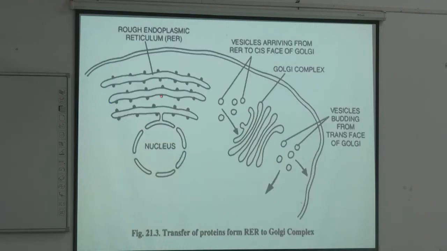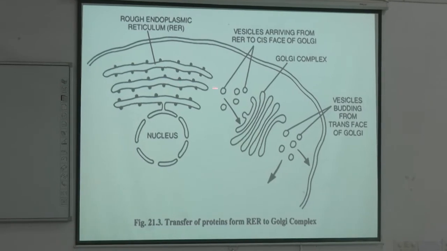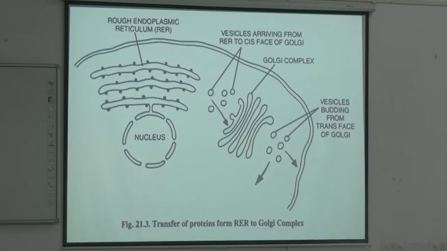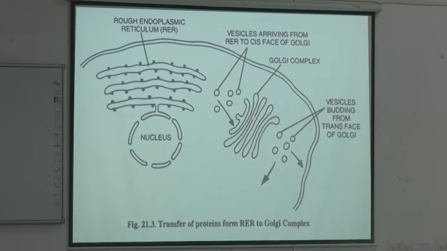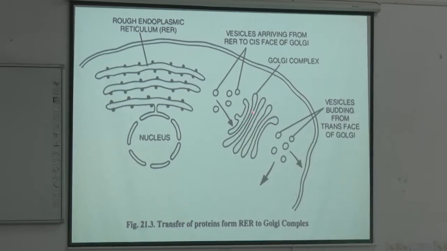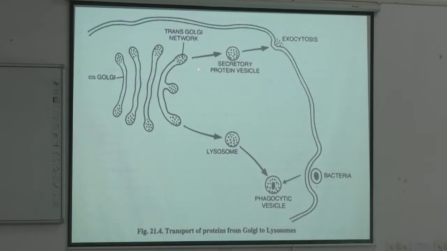So this is your endoplasmic reticulum: through vesicles, it will enter the Golgi complex or Golgi apparatus, and here modification occurs. After modification, through vesicles, it will go to the target organ. Okay, this is your secretory protein vesicles. By exocytosis, it will go outside, and by endocytosis, it will enter, and some of them enter the lysosome.